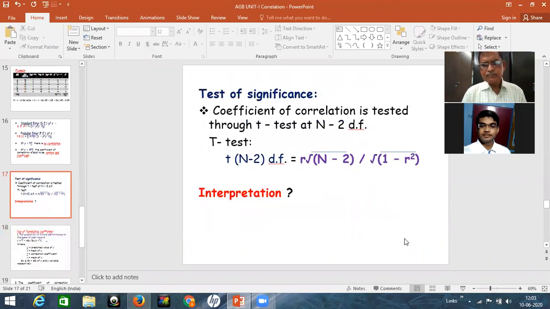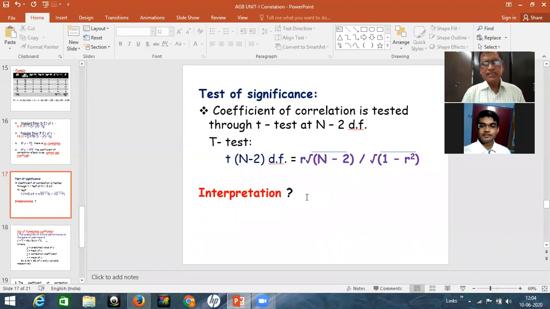Whether the coefficient of correlation is significant or not can also be tested. The coefficient of correlation is tested through the t-test at n minus 2 degrees of freedom. You can find the calculated value of t with the formula r into under root n minus 2, that is, the degrees of freedom, divided by under root 1 minus r square. Now, what will be the interpretation?